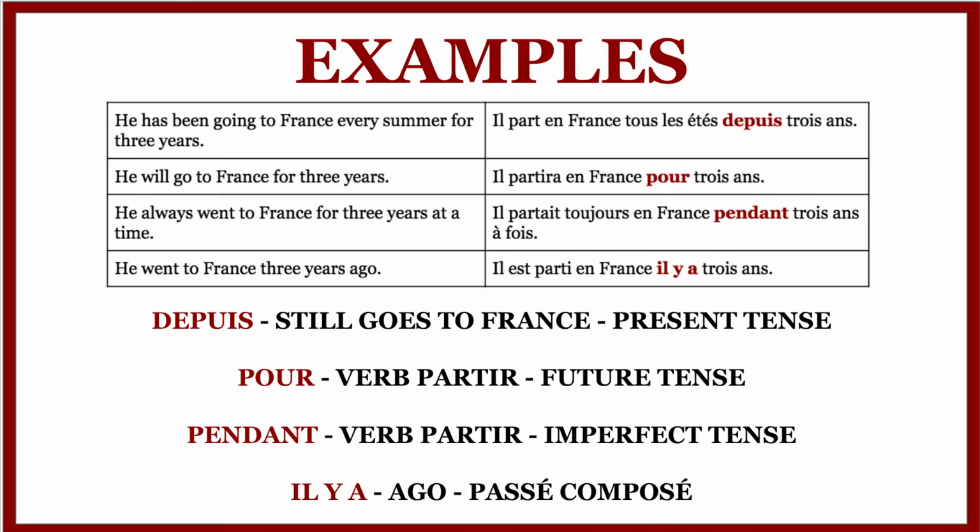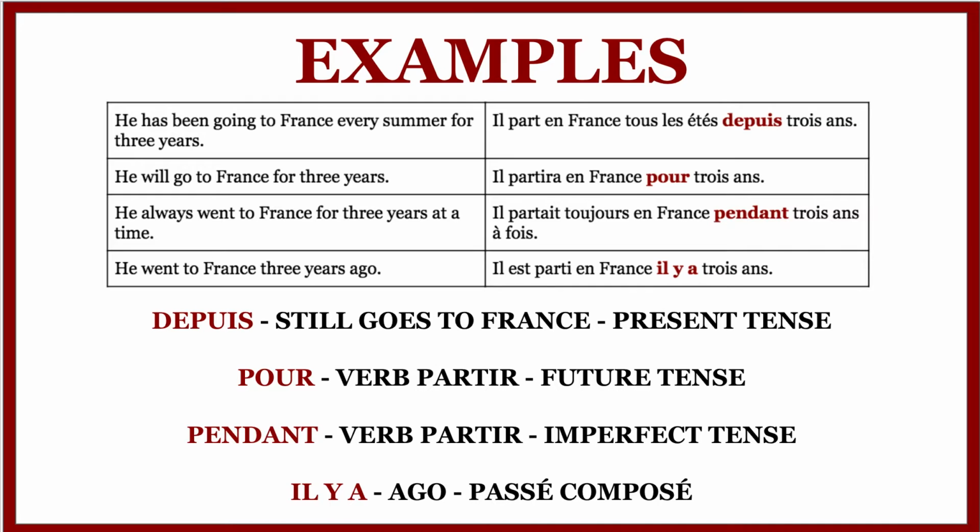Back to the examples. So he will go to France for 3 years. Il partira en France pour 3 ans. He always went to France for 3 years at a time. That sounds like a really stupid sentence. You guys don't have any idea how long it took me to come up with this example, you know. But I did it. We've got our past tense.